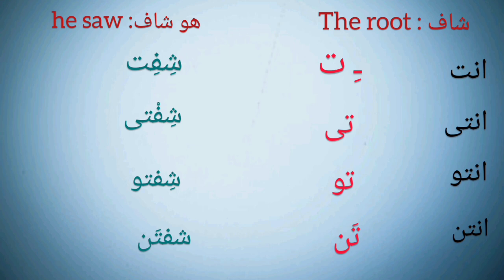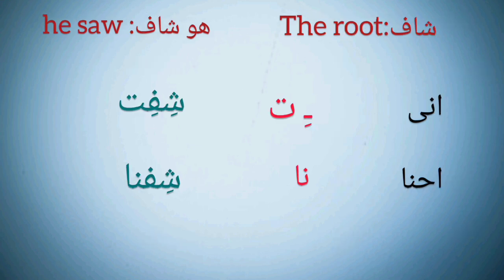In all of them, the alif is deleted. انتو شفتو. You saw. But this one is for plural and it's masculine. But for feminine plural, we say انتن شفتن. We add tan to this one. You saw. As we said, in المتكلم and المخاطب, the alif must be deleted.